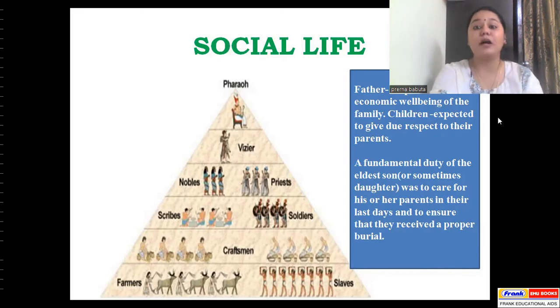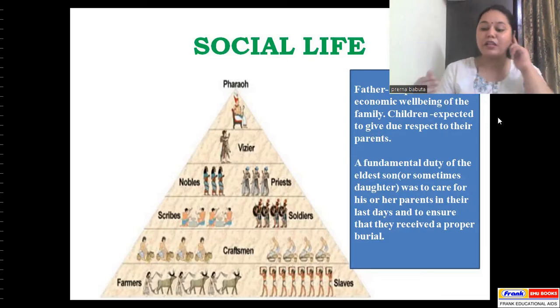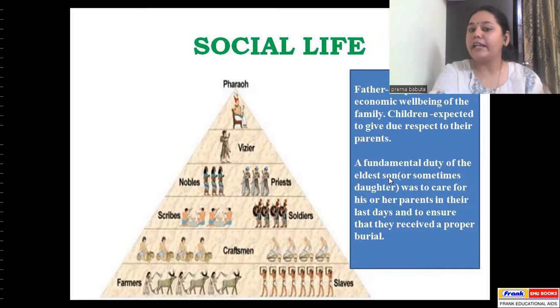So see, when we talk about moral values, so many years ago, a civilization happened which also believed in the concept of moral values. It was an expectation that as a child you need to respect your parents, and it was a fundamental duty of the eldest son or sometimes daughter to take care of his or her parents in their last days, particularly during their old age, and to ensure that they received a proper burial.